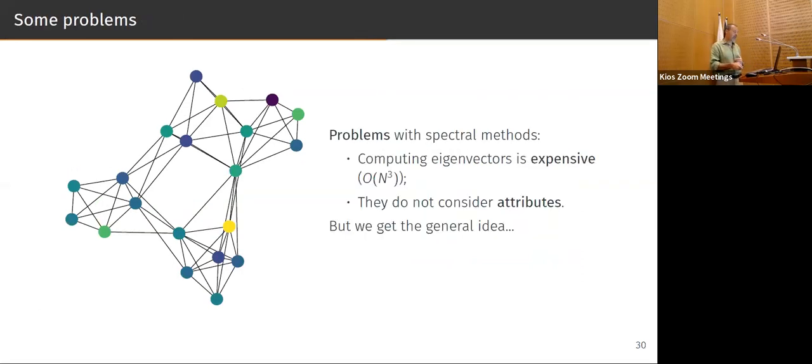What you can also do is consider not only one eigenvector, but a number of eigenvectors, and then use those features in order to do clustering. You can use k-means, for instance, and then you group them.